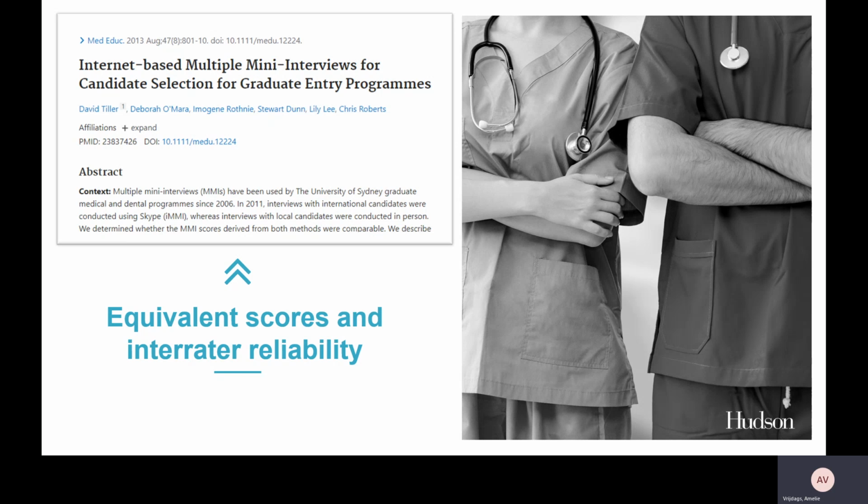These researchers compared scores obtained with MMIs conducted remotely via Skype with MMIs conducted in person, and they found very similar scores. There was no difference in the scores obtained, and the inter-rater reliability was even slightly higher for the remote MMIs than for the in-person multiple mini interviews. So this shows that it is also possible to evaluate interpersonal skills, soft skills, via video-mediated role plays.